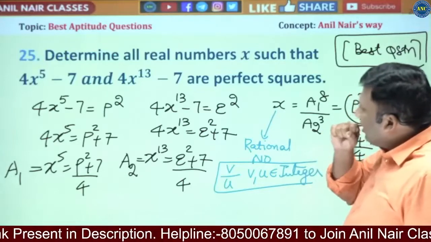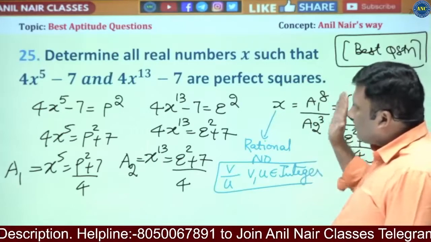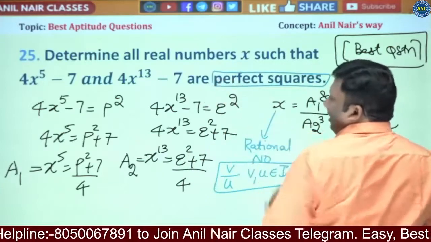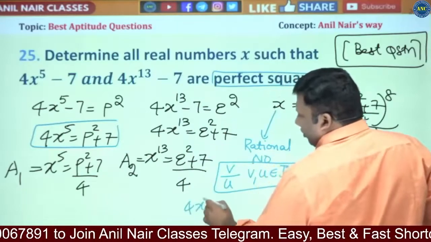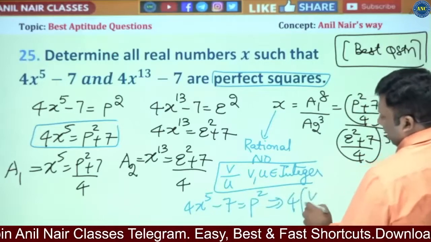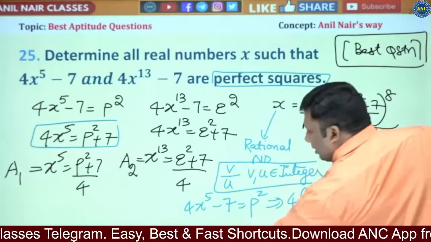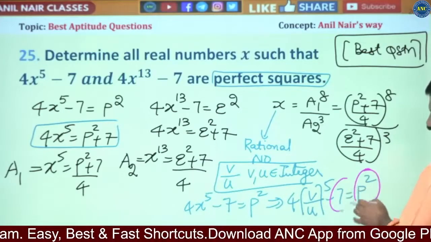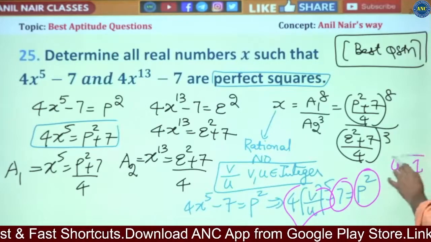Now if you see here, determine all the real numbers such that 4x^5 minus 7 and 4x^13 minus 7 are perfect squares. A perfect square is an integer. So 4x^5 minus 7 is equivalent to p squared. 4 into (v by u)^5 minus 7 is a perfect square. That means, listen carefully, sir, here it is an integer, so this should be an integer, which is only possible when u is equivalent to 1.